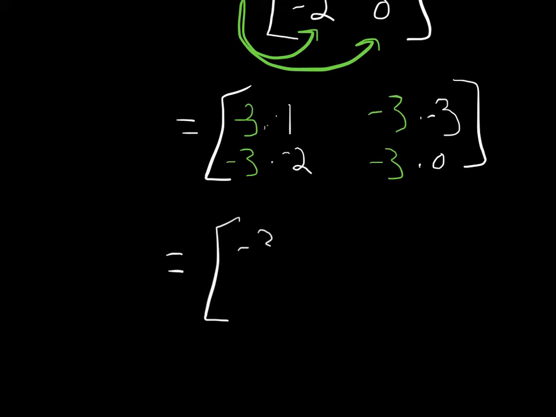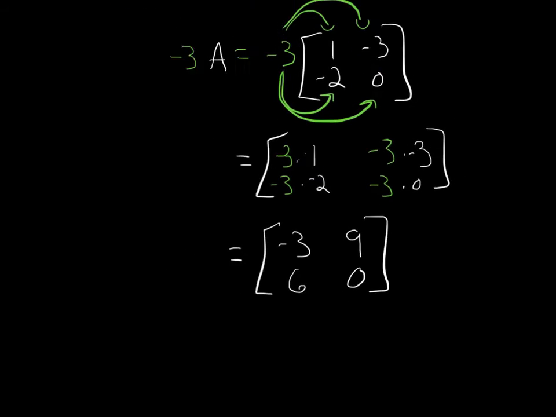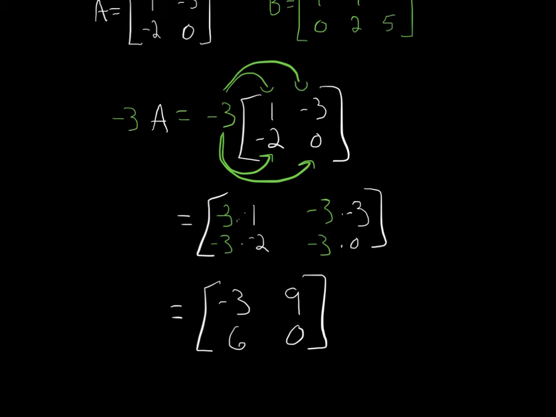-3 times 1 is -3. -3 times -3 is +9. -3 times -2 is +6. Anything times 0 gives me 0. And there is scalar multiplication at its finest. So that's it. We just distribute it. Okay? So now let's look at the next type of matrix multiplication.